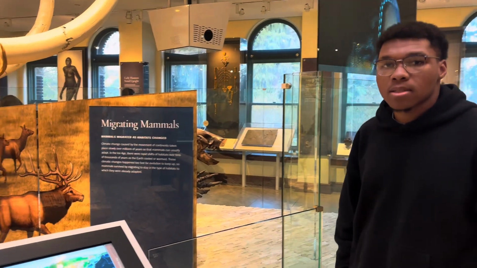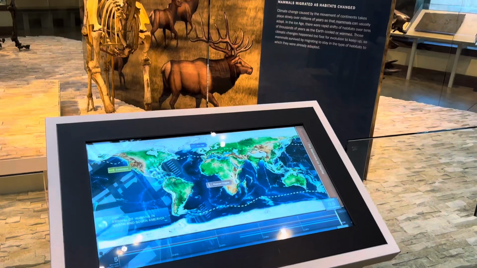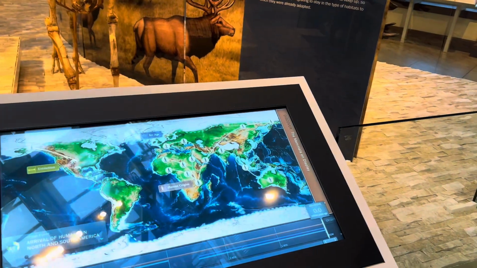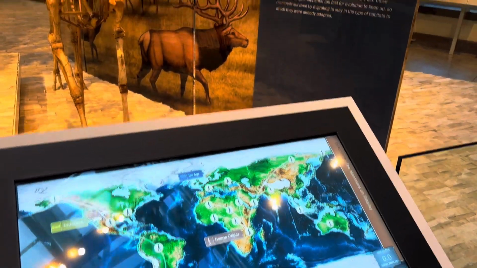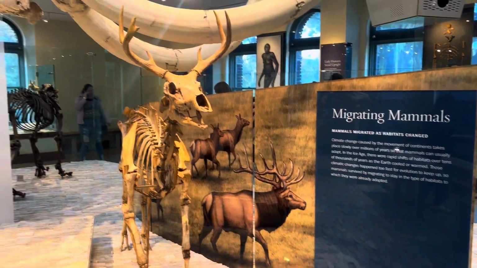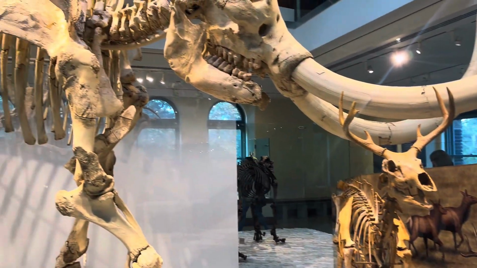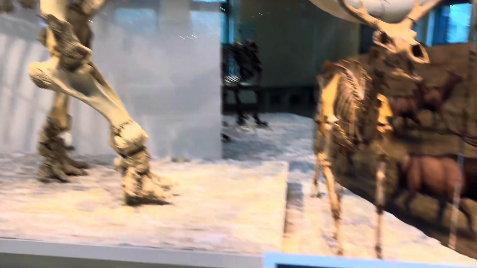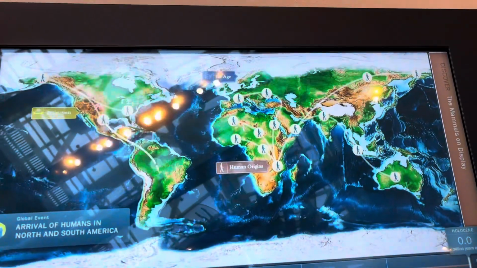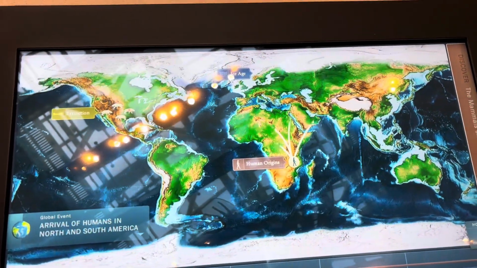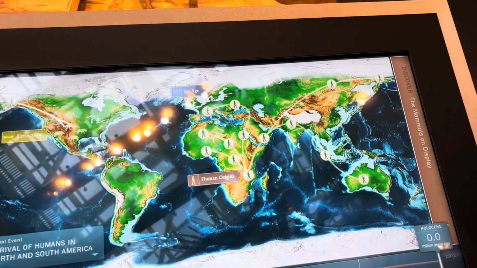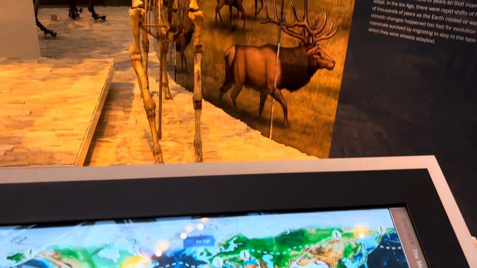Mammals migrated as climate changed. Climate change caused by the movement of continents takes place slowly over millions of years, so mammals can usually adapt. In the Ice Age, there were rapid shifts in habitats over tens of thousands of years as the Earth cooled or warmed. Those mammals survived by migrating to stay in the type of habitats to which they were already adapted.